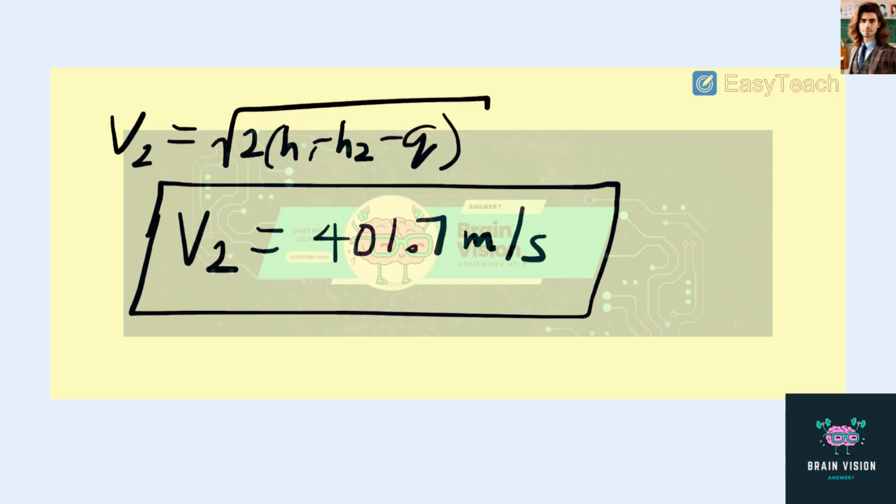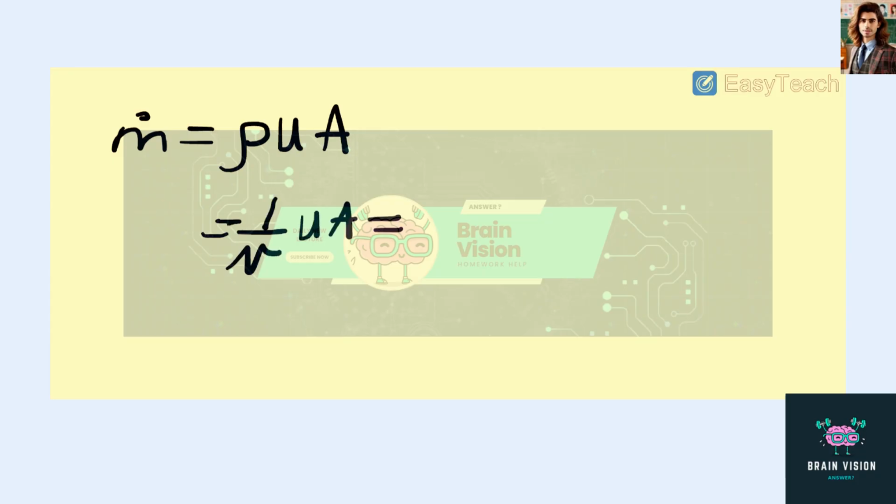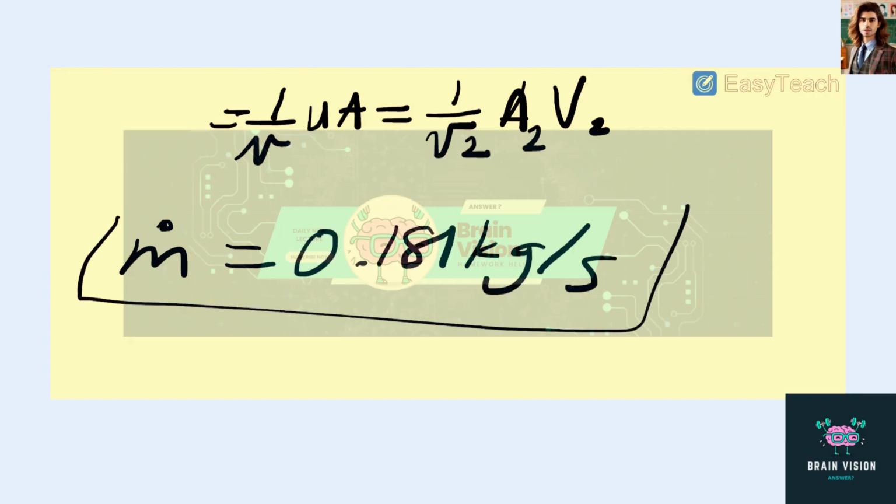Remember that we're also looking for the mass flow rate through the system as well. So m dot is equal to rho V A. Remember that we can rewrite rho as equal to 1 over specific volume. So we can write this as 1 over v2 times A2 times V2. And by plugging in for these quantities, we'll see that the final mass flow rate is going to be equal to 0.181 kilograms per second. And that's our final answer.